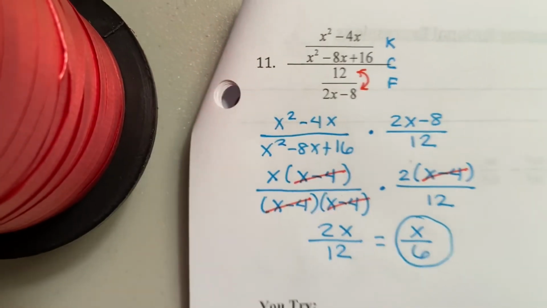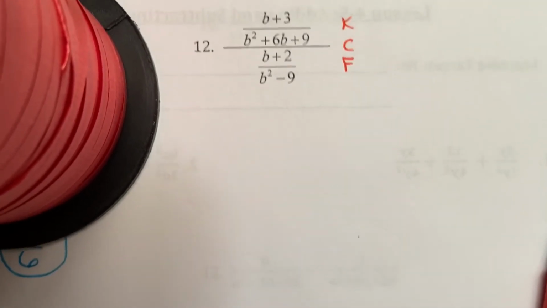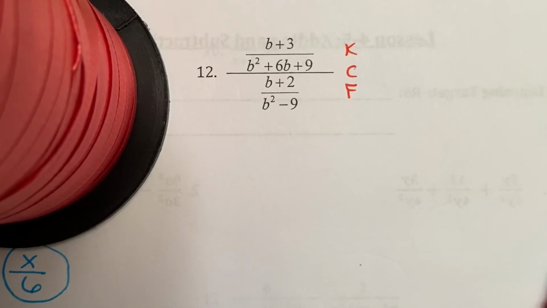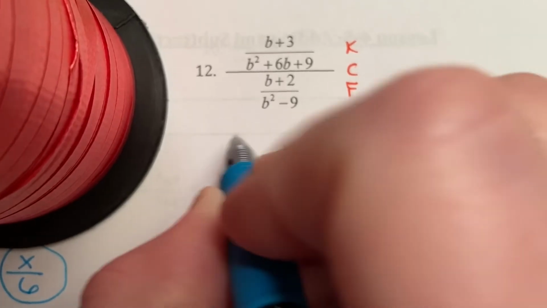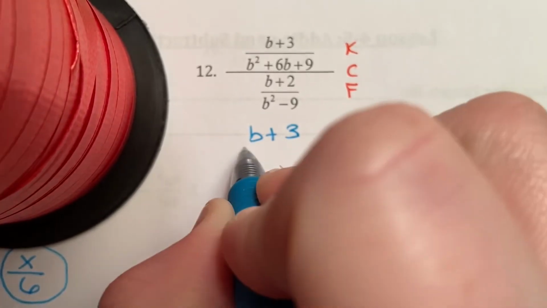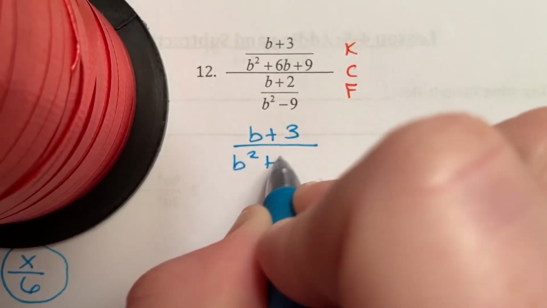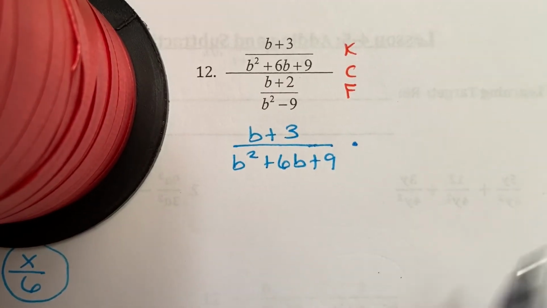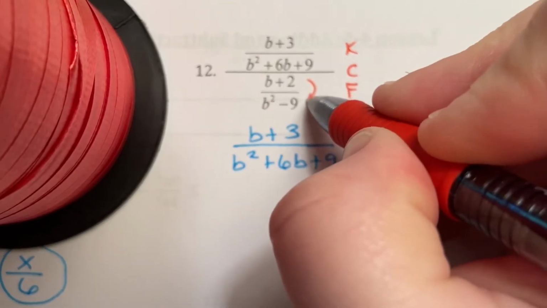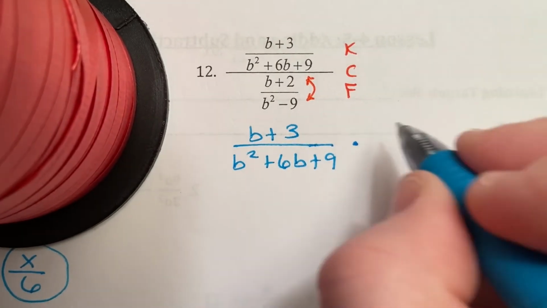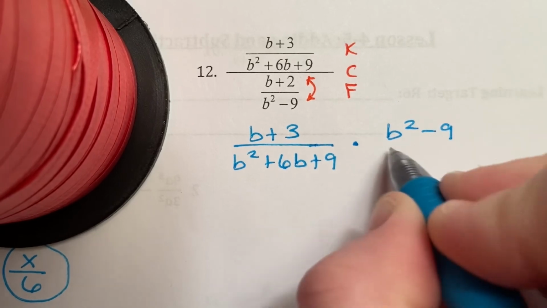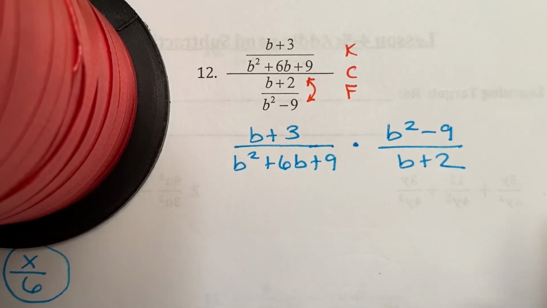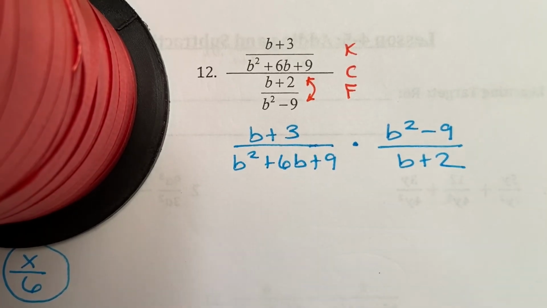All right, so the last example is number 12. All right, so again, we're going to change our format, but we're going to do keep, change, flip. So I'm going to keep the first part. And I'm going to multiply by the reciprocal, right? So these flip places. So that would give me b squared minus 9 in the numerator and b plus 2 in the denominator. Now that I've done that, I can just focus on what I have here in blue. I don't need to look back.